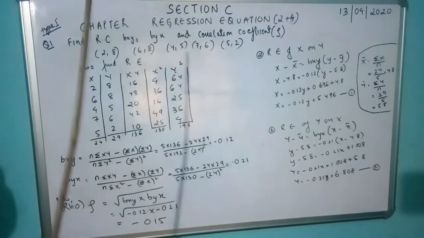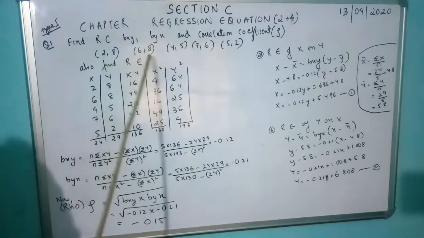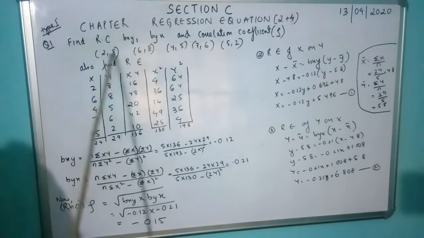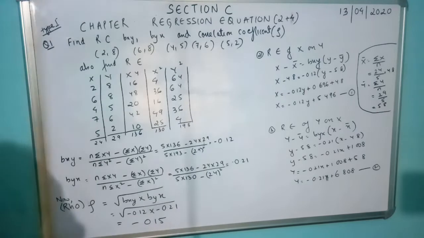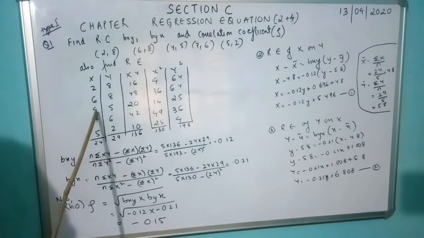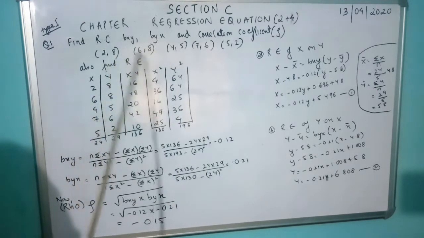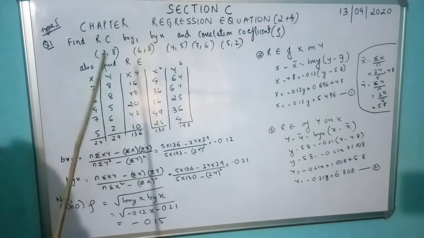So let us begin. What will be given? Only the values of x and y. As you can see, the first coordinate is the x coordinate and the second coordinate is your y. So I have written 2, 6, 4, 7, 5. Then I have written 8, 8, 5, 6, 2. That's the first thing you are going to do.